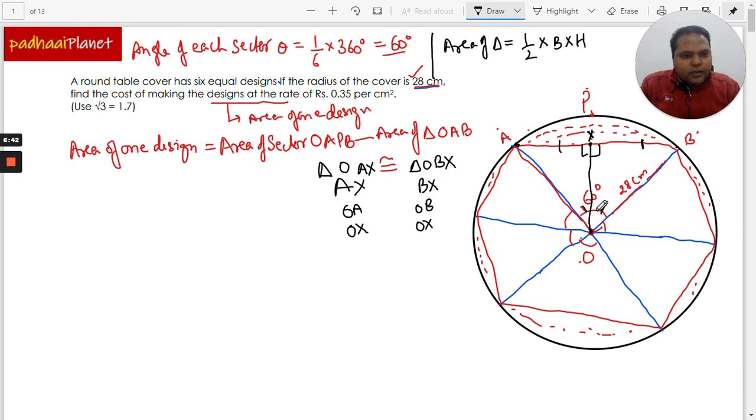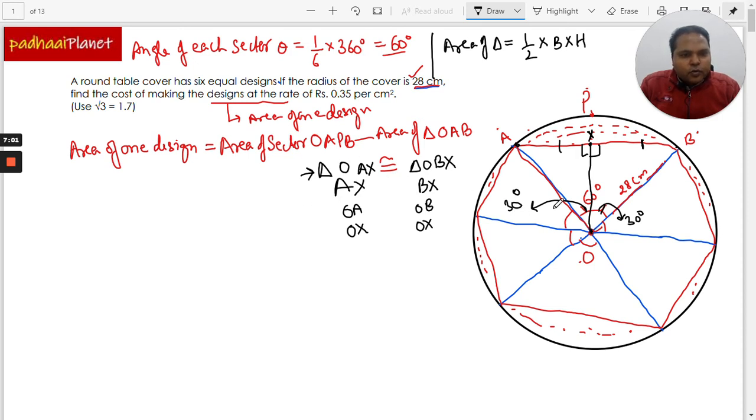That means each of these would be of 30 degrees. So this is going to be 30 degree. Similarly, this will also be 30 degree, right? And now let's look at this triangle again, that's OAX.